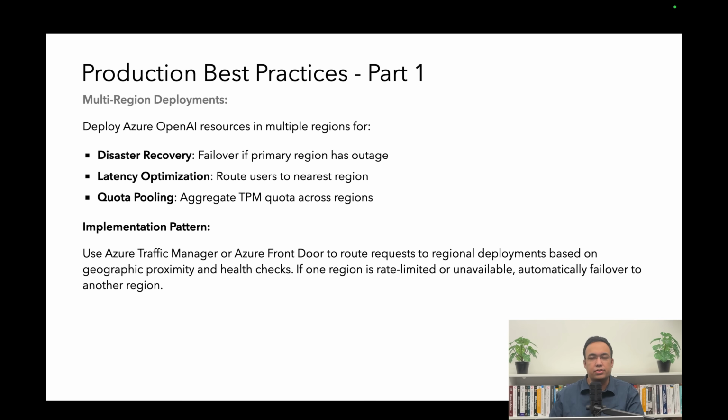For implementation, you should use Azure Traffic Manager or Azure Front Door to route requests to regional deployments. You can configure routing based on geographic proximity for latency optimization or based on health checks for failover scenarios. If one region is unhealthy or rate limited, Traffic Manager automatically routes traffic elsewhere. The complexity here is maintaining consistent configurations across regions. You need the same models deployed with the same settings. You need synchronized authentication configurations. For stateful applications, you might need to replicate user context across regions. But the reliability and performance benefits typically justify this complexity for production use cases.